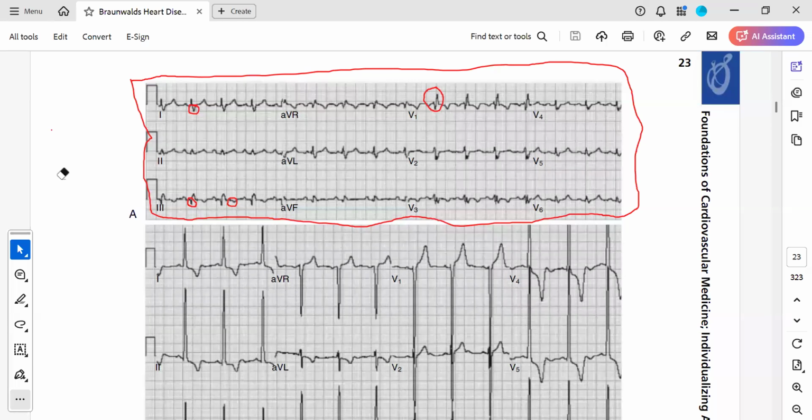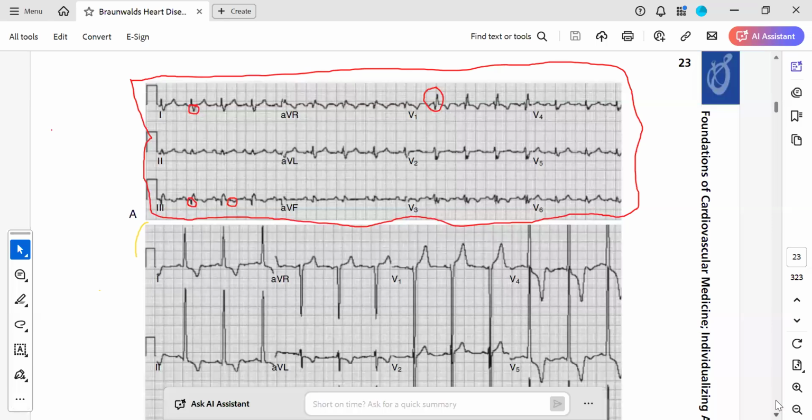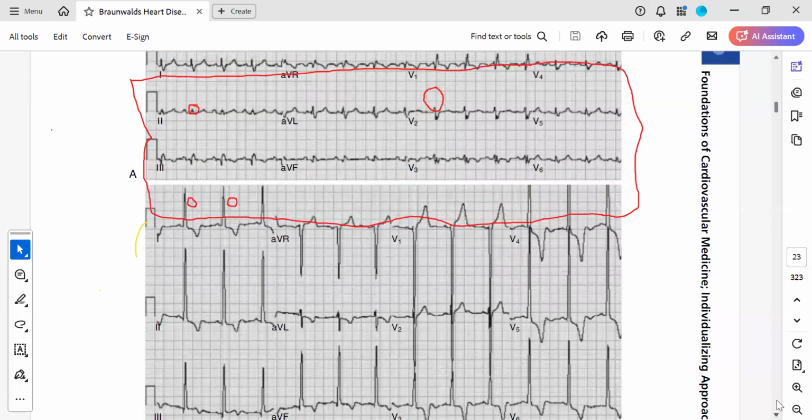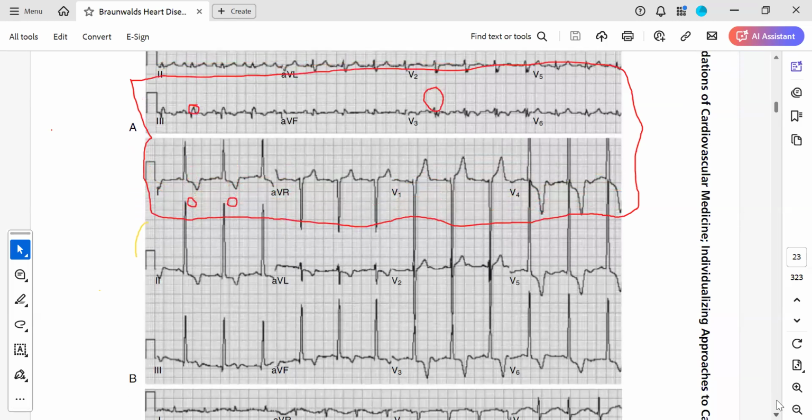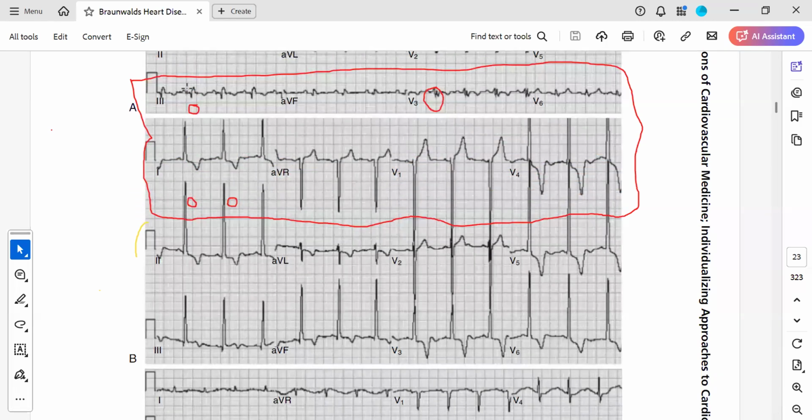And in the second ECG, which is B, the axis is normal, P wave morphology appears to be normal, PR interval also appears to be normal. QRS duration is normal, but you realize that the amplitude is high, suggestive of a left ventricular hypertrophy.